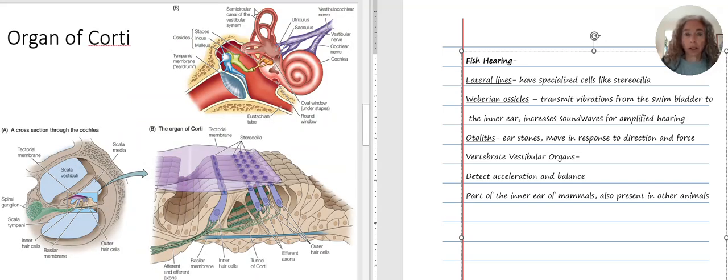And mammals also have the semicircular canal of the vestibular system, which again are going to help with orientation and balance and acceleration, so you know how fast you're moving and feelings like that. It's generally this vestibular system that goes awry when you're feeling seasick or motion sick.